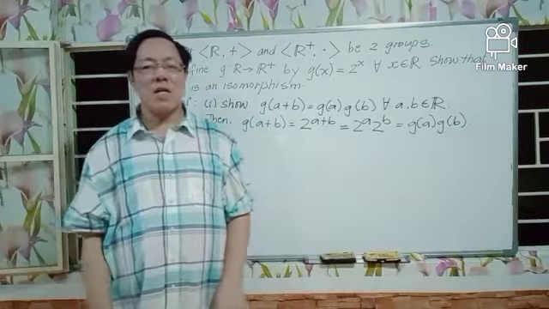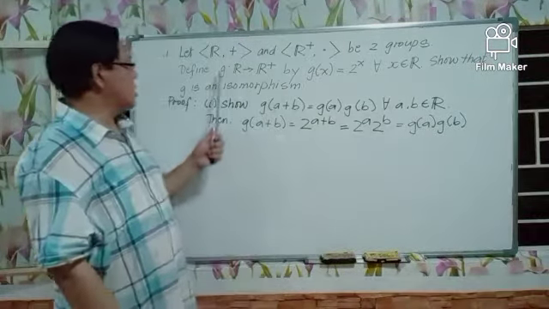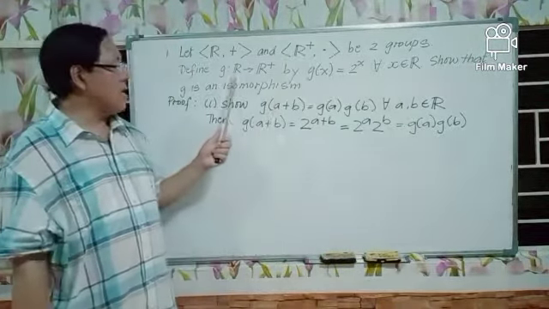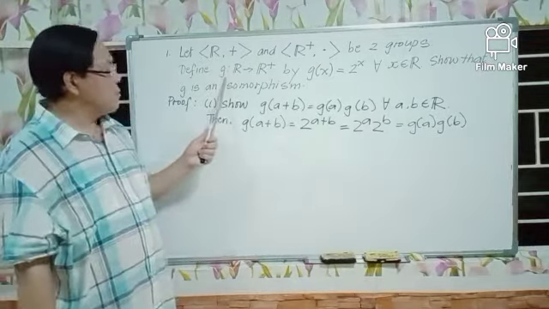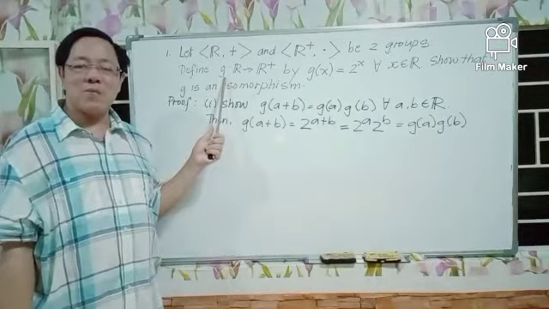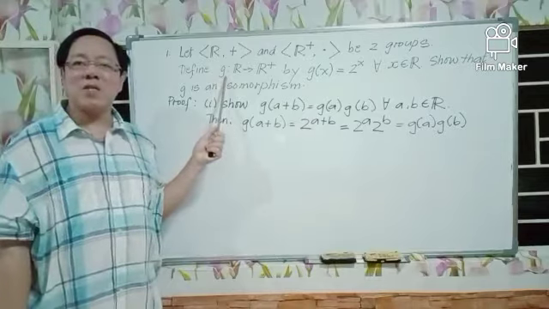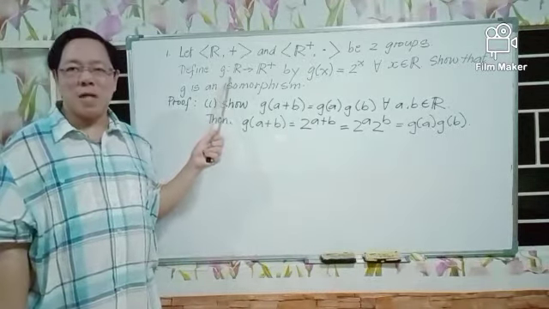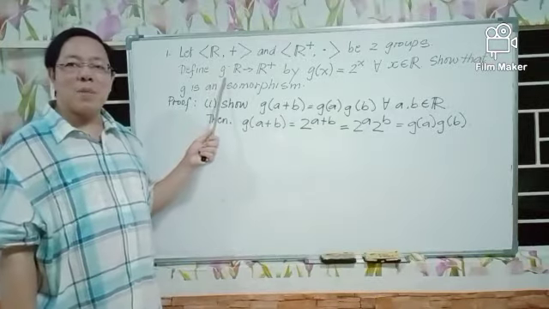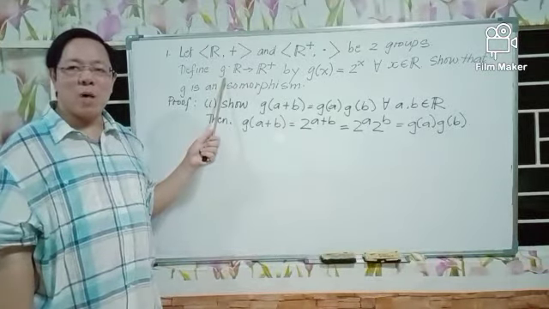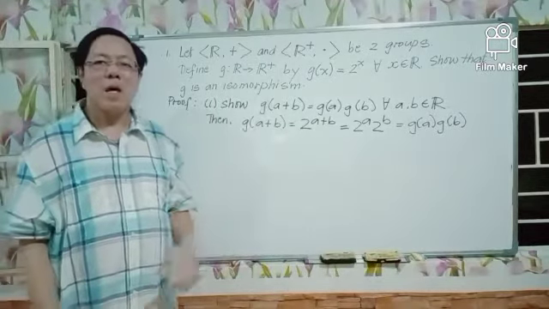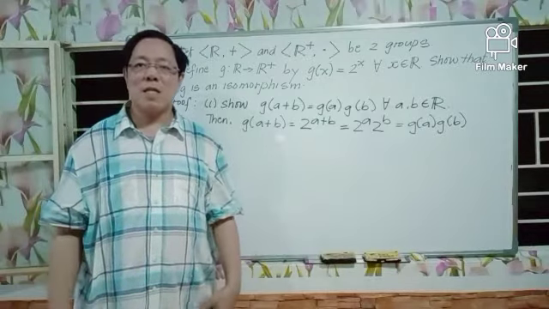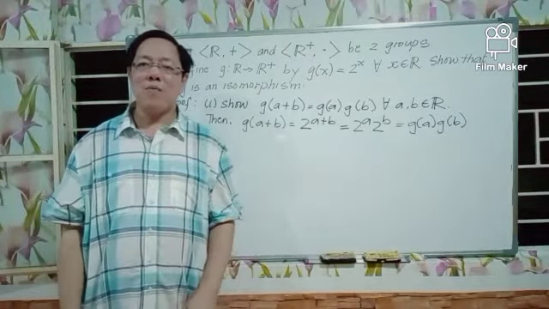The next condition that we must show is that the function g is a bijection. That is, the function g is both an injection and surjection. g must be both 1-1 and onto. We start by showing that g is an injection, or a 1-1 function.